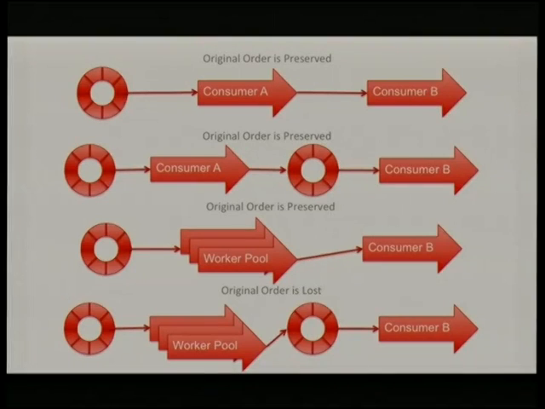If you have worker pools, this is where you start to lose ordering. If they're off the same ring buffer, you will preserve ordering, because consumer B is reading from that same ring buffer, and it's going to simply start at 1, then 2, then 3.